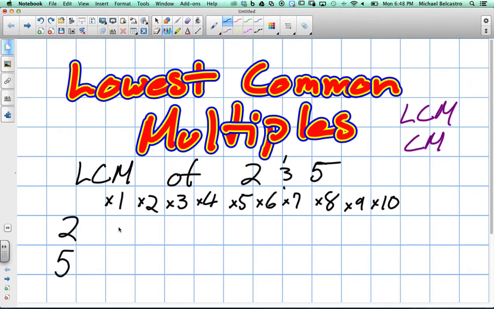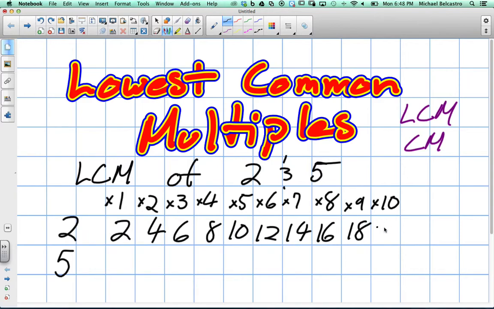So let's list our multiples of 2. What's 2 times 1? 2. And then 2 times 2? 4. Let's keep listing: 6, 8, 10, 12, 14, 16, 18, 20. Beautiful.